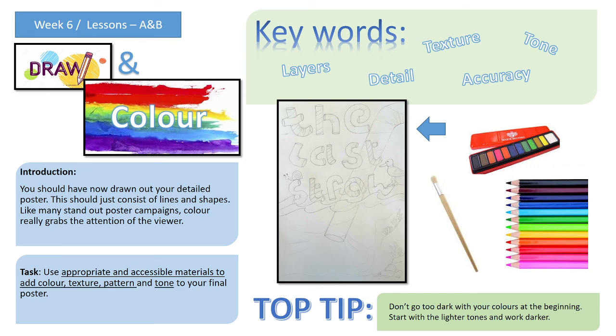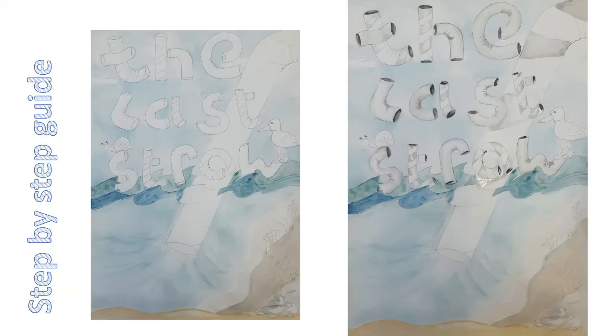My top tip is don't go too dark with your colours at the beginning. Start with the lighter tones and then work darker. If you go too dark too quickly, it's going to be hard for you to get that back. So, on the left-hand side, and I've put a step-by-step guide over the next 2 pages, you can see how my paintings developed. It was quite important to show you that development so you didn't just see the final outcome, you could see how I approached my painting and my poster.